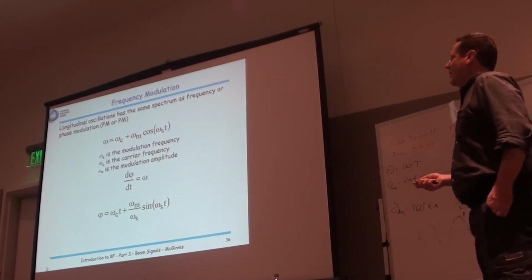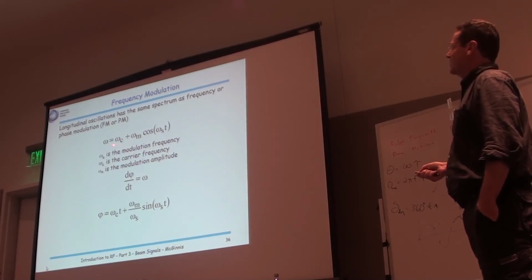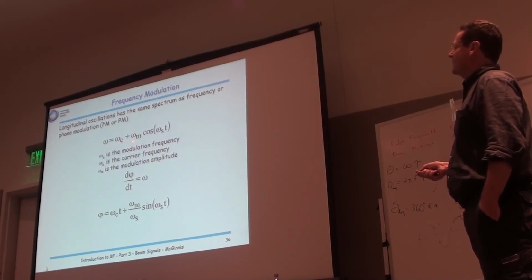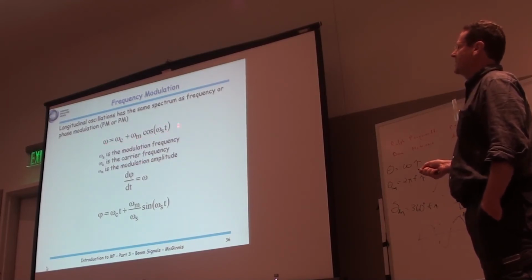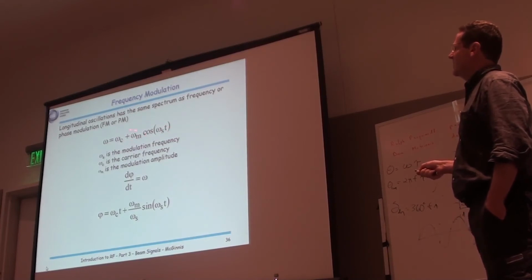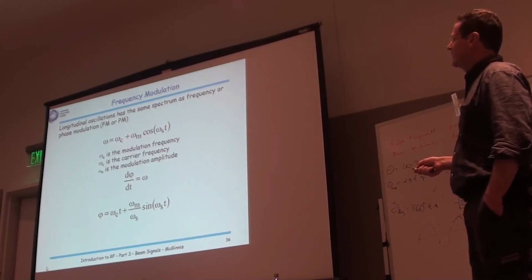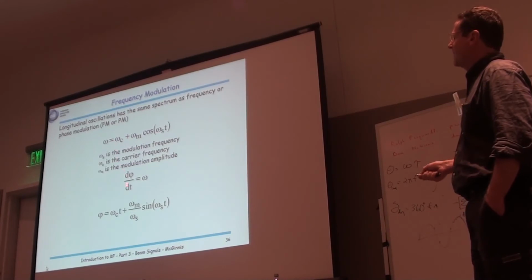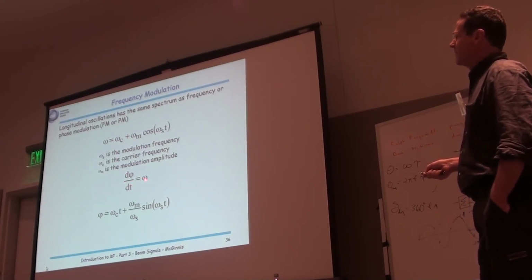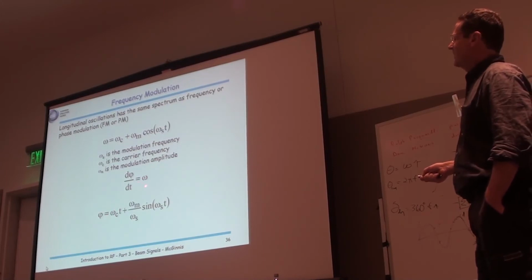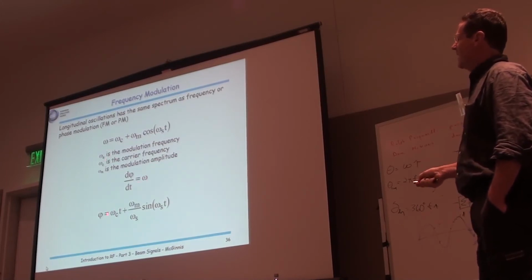All right, so in FM modulation, you have a frequency omega c plus omega m cosine omega s t. Here's your modulation, right here, and this is your carrier frequency here. Note that d phi dt is equal to omega. So if I integrate this thing here, I get phi as omega c t plus omega m over omega s sine omega s t.